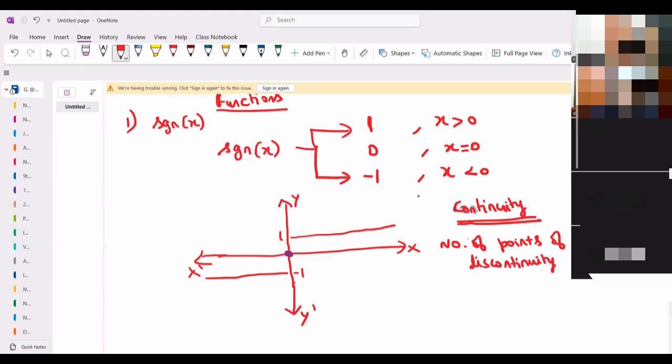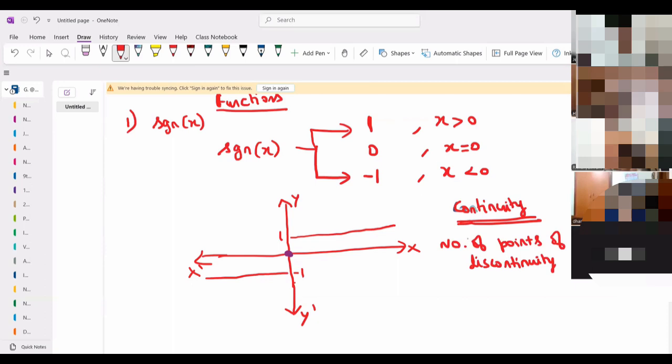Two. Really? Is it 2? Two. It is only 1, right? You are continuously drawing this graph till 0. Then at 0, it was defined at this point. And then again, you're starting from another point. So only x equal to 0 seems to be the discontinuous point, right? Yes, sir.